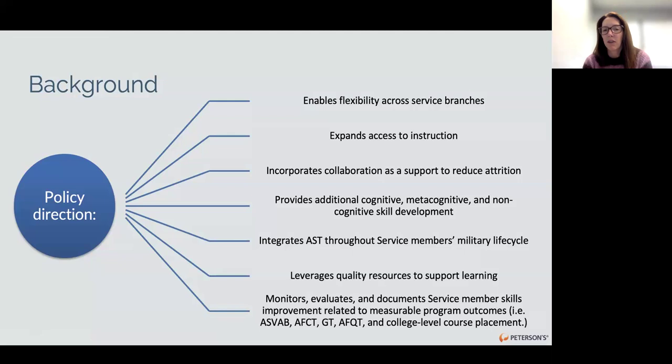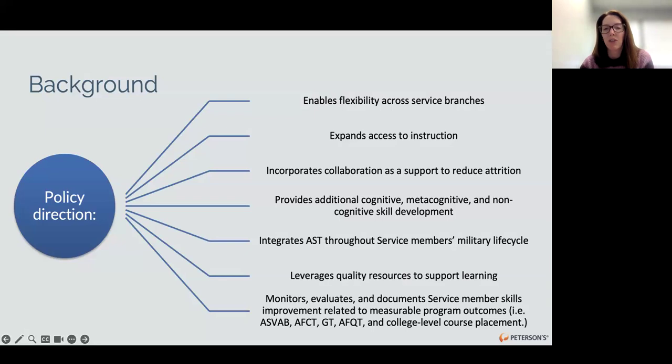We also want to integrate AST throughout a service member's military life cycle so that they can come back to it when they need it. We all need a little help now and then in refreshing our skills. So at some point in a career cycle, someone might need help with remembering all those great geometry equations. And then they might need to come back to that later on. And that's what we're here for.